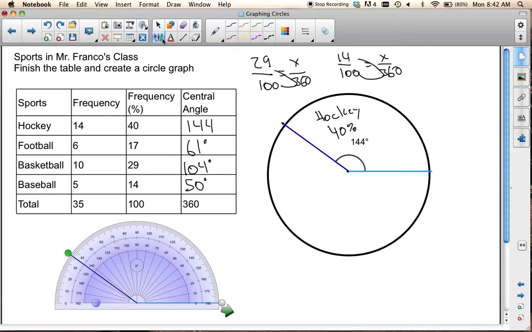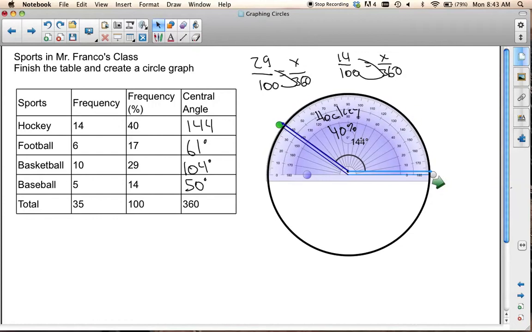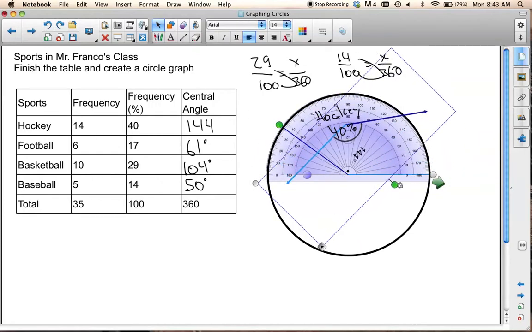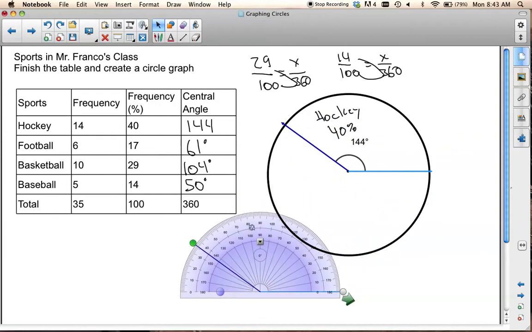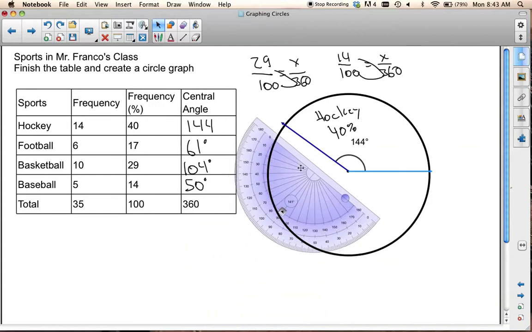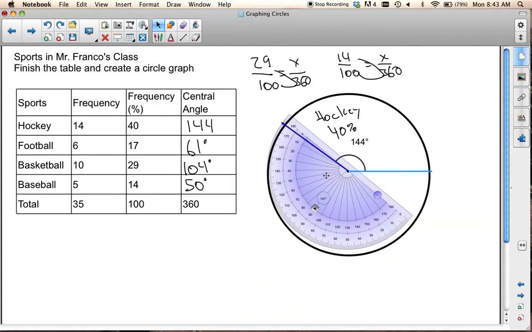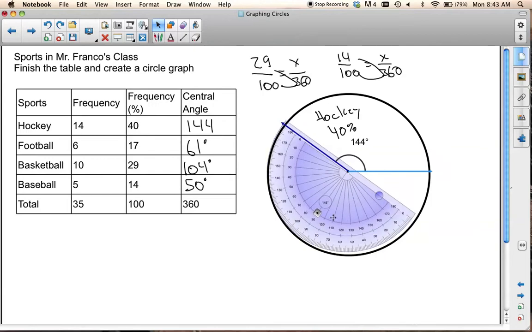So now I figured out hockey. But then the next thing I need to do is figure out, all right, well, what about for football? So I need to take my protractor again, and whoops. I need to take my protractor, I'm just going to move this. So I need to rotate it so that it lines up with the line over here. Put it back on the dot. Make sure they line up. And I got to be like, all right, well, now I need to figure out 61 degrees.